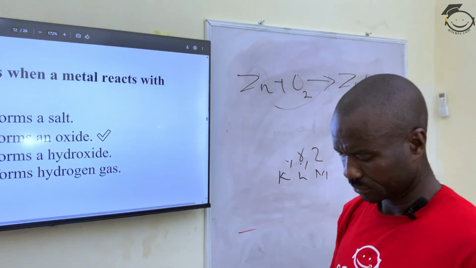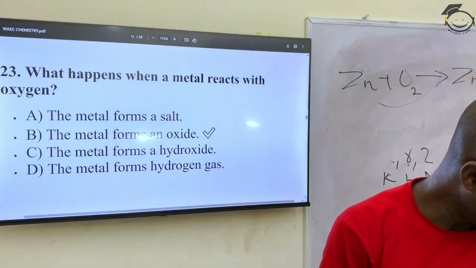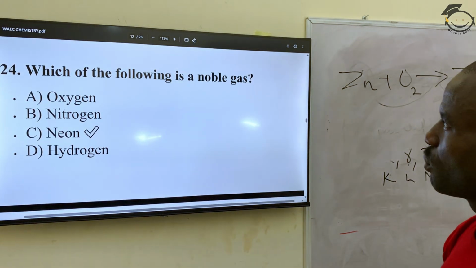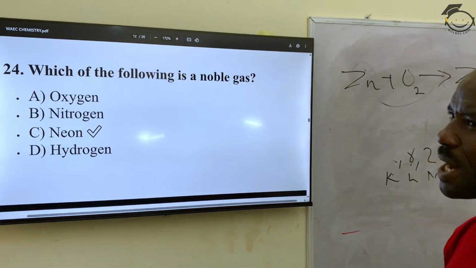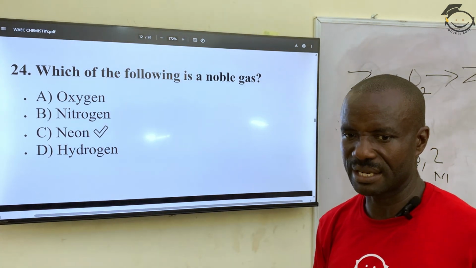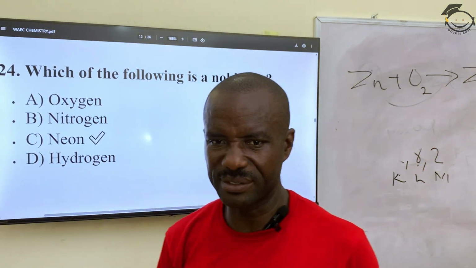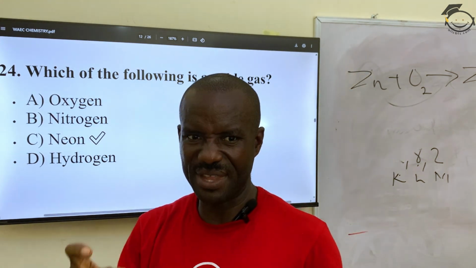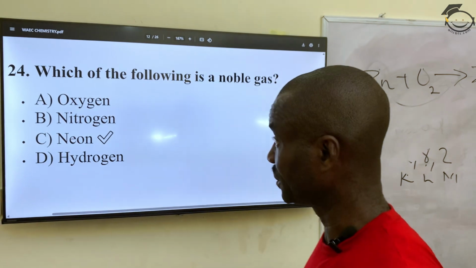All right. Question 24. Which of the following is a noble gas? A noble gas is a gas that has completely filled outermost shell. They are otherwise known as stable gas because they have the stable electronic configuration. They don't react.